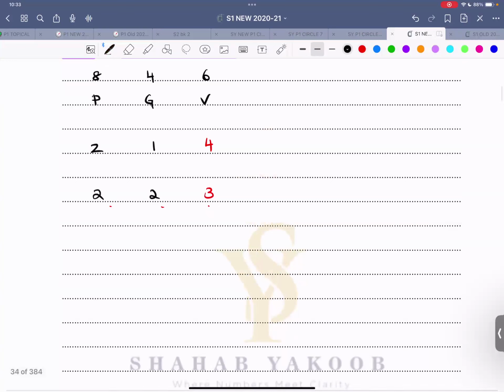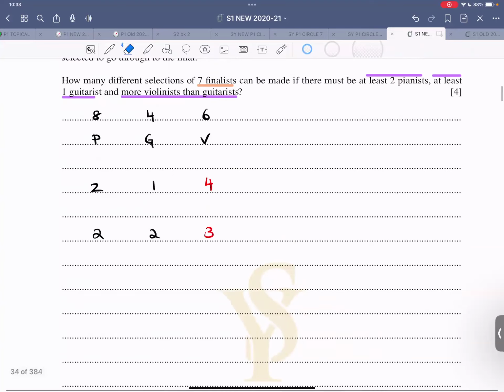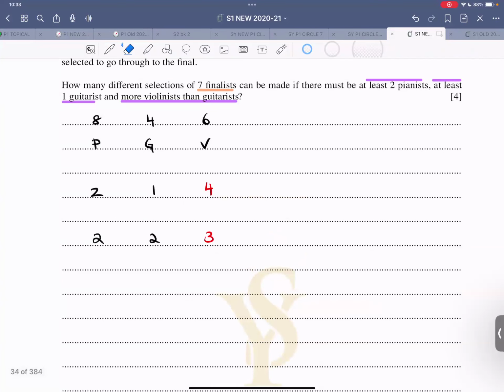What if? So don't be shocked if I write a wrong answer. Okay? I'm doing it for you people so that you understand. What if you write 2 and 3 and 2? This will be marked as wrong. Why? Because the violinists have to be more than guitarists. So grab your eraser and just erase it. There is nothing to worry. All good, all clear? So now I have exhausted the options for two pianists.